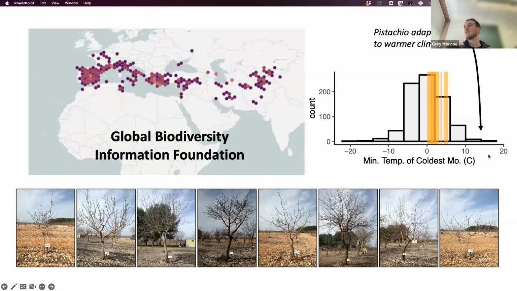So what we're looking for is, well, we should be somewhat optimistic because there are varieties of pistachio that come from environments that are much warmer than others and warmer than what we currently have in California. So by studying the genetic variation in these varieties from warmer places, we might find things that are useful for preparing pistachio for the future.